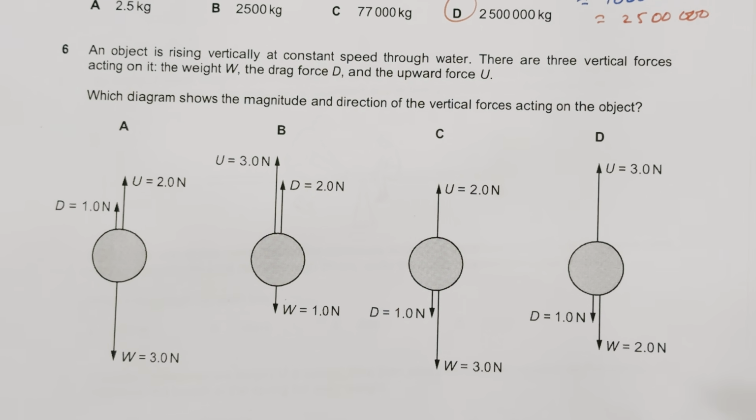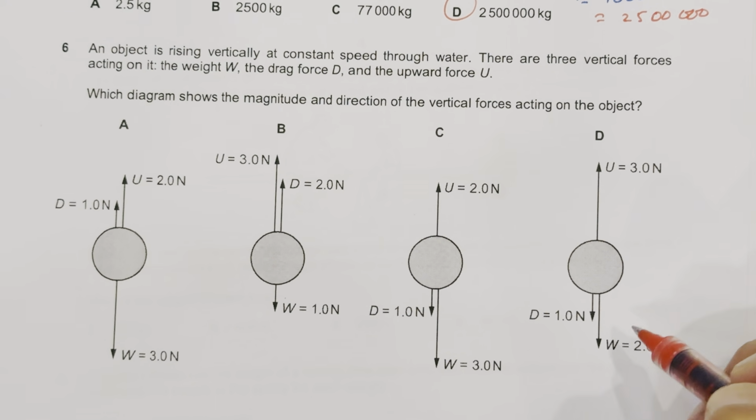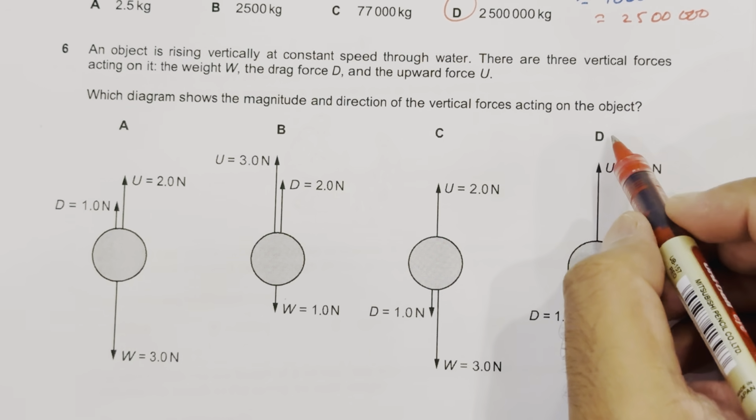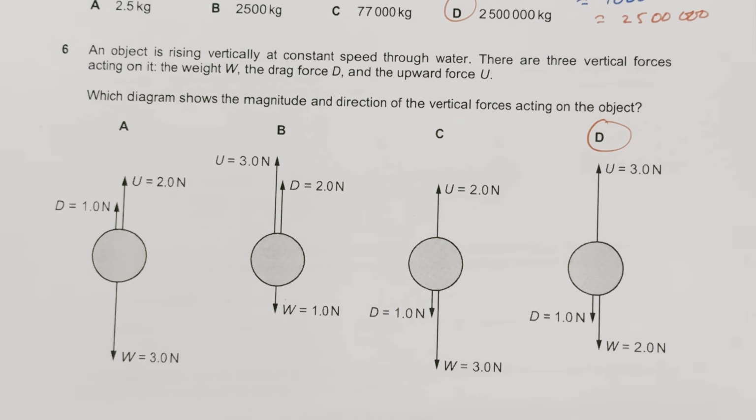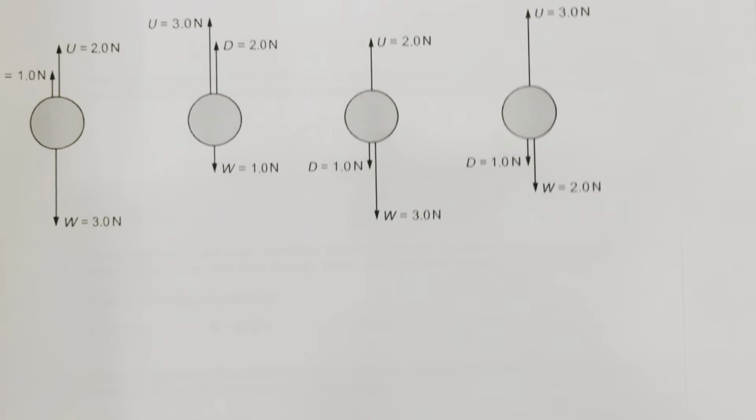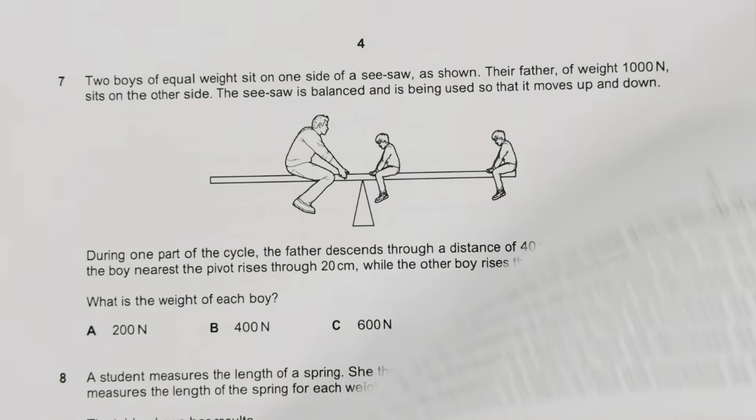Option number D is the correct answer because drag and weight are going to add up to 3 Newton and the upward force is that. So option number D is the right answer for question number 6, because acceleration is 0 and the resultant force is also 0. Moving to question number 7.